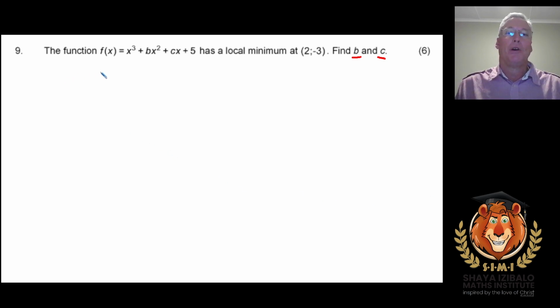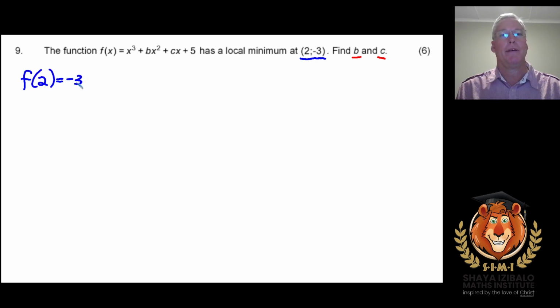The first thing is that it says this is a point on the graph. That means that f of 2 is equal to minus 3. That means that when we put 2 into this equation, we're going to get 2 cubed, so when we put 2 into this equation, we're going to get 8 plus 4b plus 2.